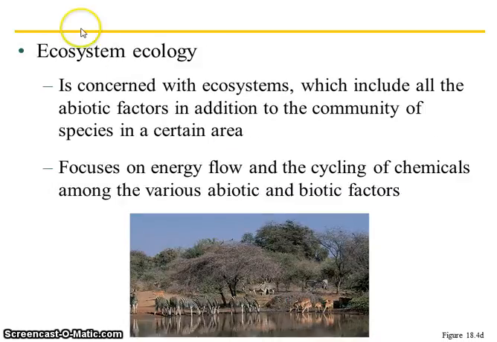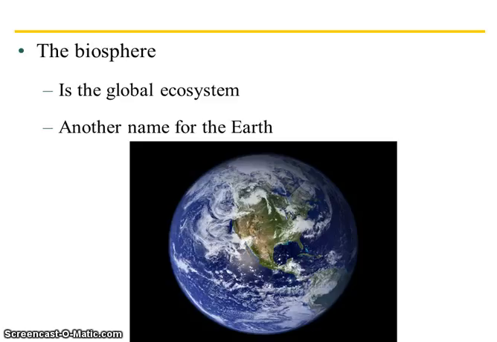And then the highest level is ecosystem ecology. So that's looking at abiotic factors with the different species. So there usually you're looking at energy flow and cycling of the chemicals. And we'll look at that more. So later we'll look at how fertilizers and adding extra nutrients into an ecosystem can change the whole balance. And then the global ecosystem is the biosphere. That's all of Earth.